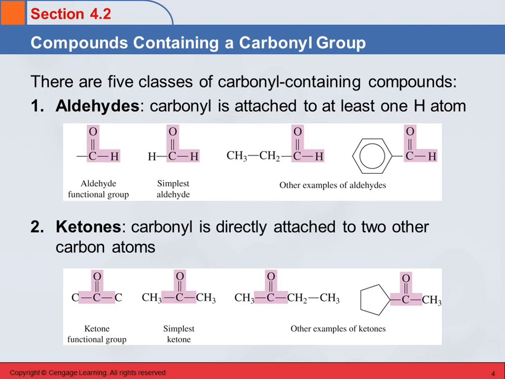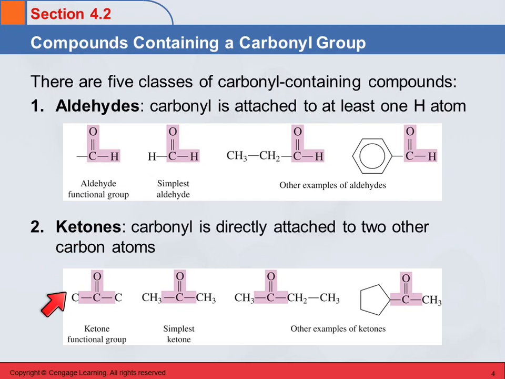There are 5 different classes of compounds that contain this carbonyl group. We're going to talk about the first 2 in this chapter and the others in later chapters. So aldehydes. Here's the carbonyl group. In an aldehyde, this carbonyl carbon is attached to a hydrogen. So this is the generic functional group. Here's the simplest one, and here's a couple other examples. We've got a carbon-oxygen double bond and a hydrogen on the carbon. That's what makes an aldehyde.